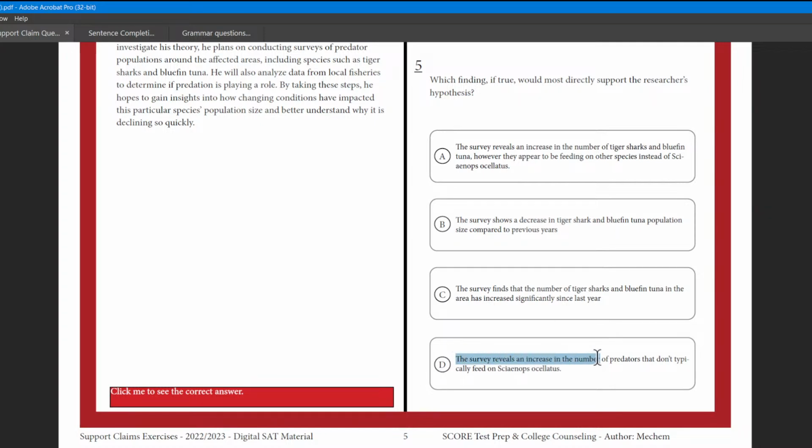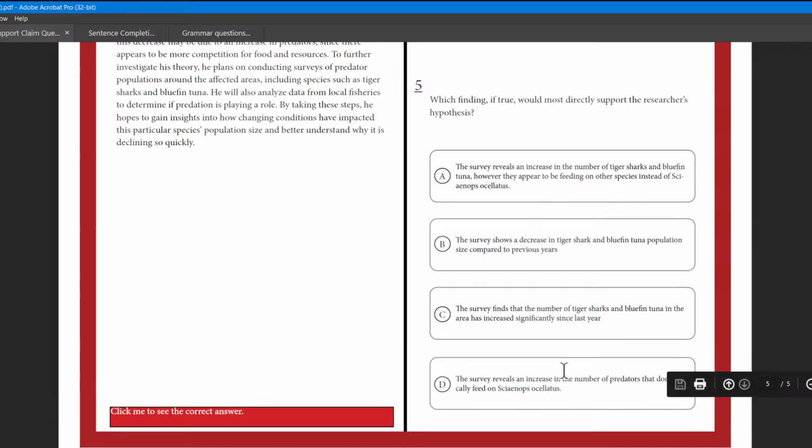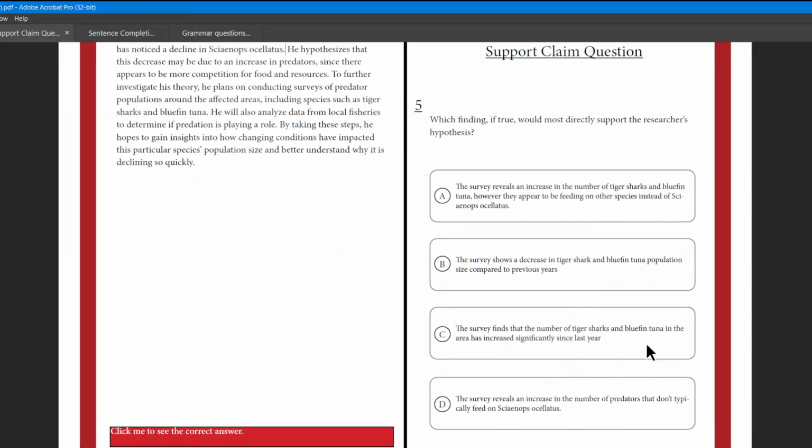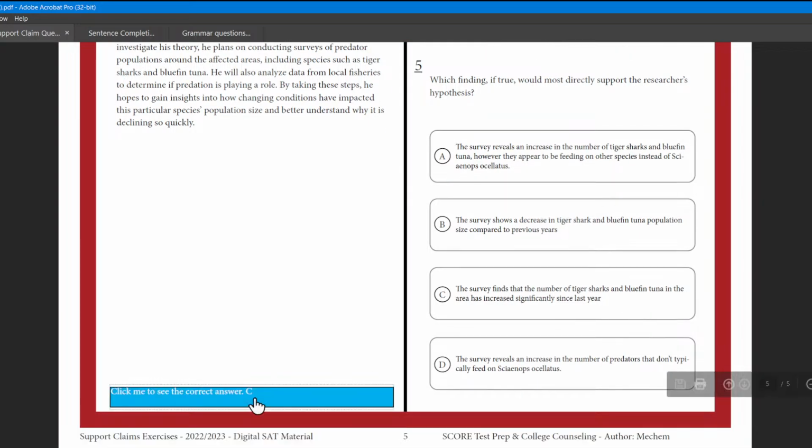Let's see here. Survey reveals an increase in the number of predators that don't typically feed on Cyanopsa ocellatus. Okay, so that would explain why they're declining, but that doesn't support the researcher's hypothesis. He's specifically looking at predators. So yeah, C is the only answer that makes sense here. Okay, that's correct. Good stuff.